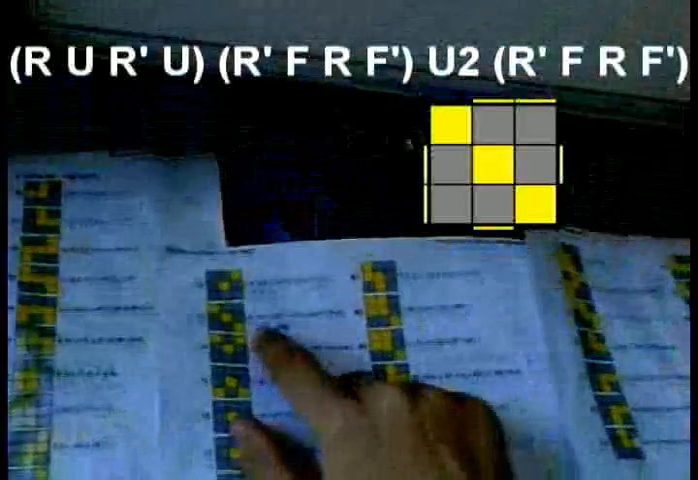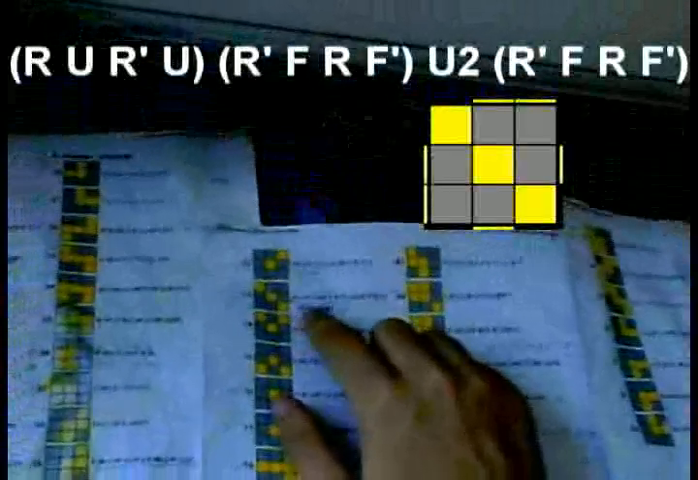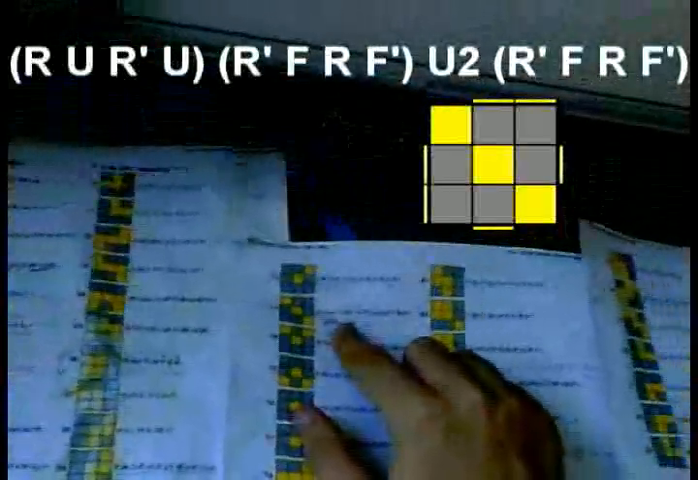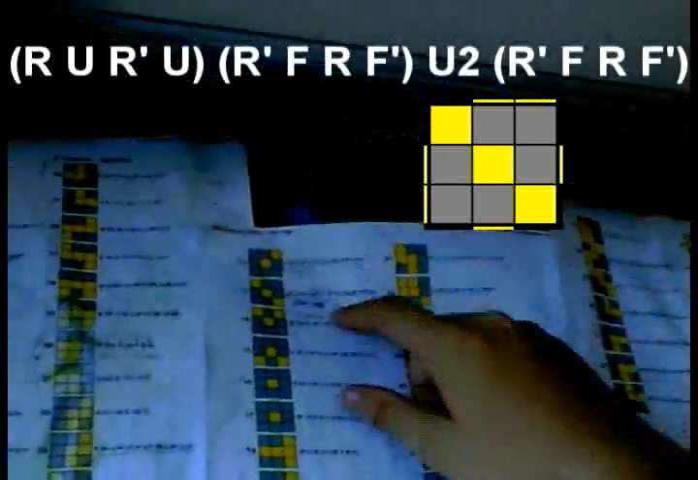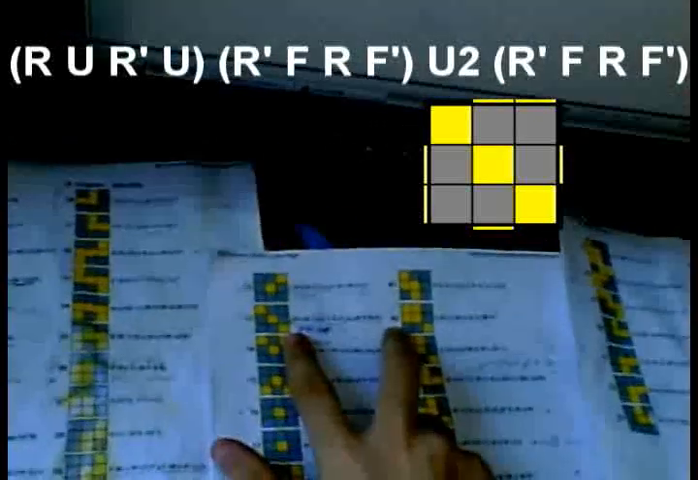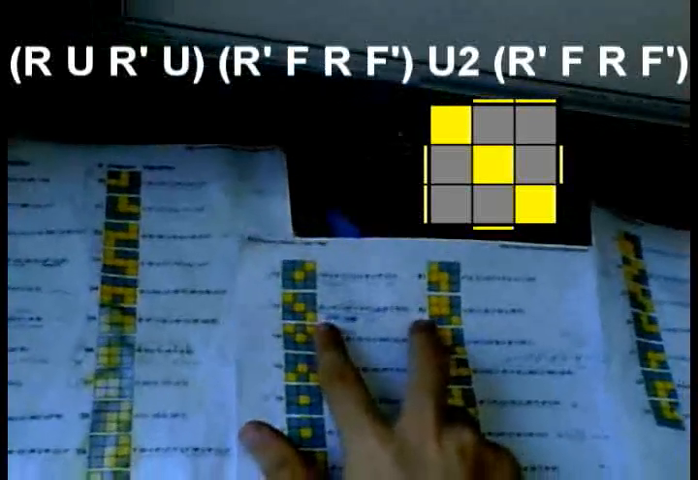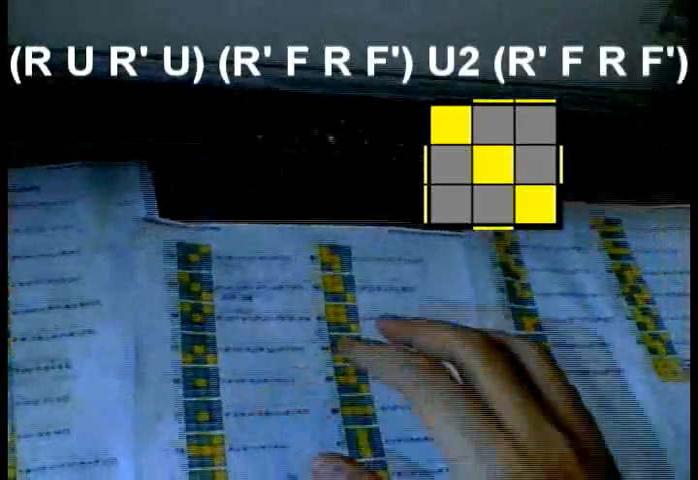The next example is this 13. This trigger, it's R, U, R', U. It's not U'. But the way I memorize it is the R U R' U' trigger, except it's not U' at the end, but it's U. So that's the way I memorize it. And then you do the R' F R F' trigger, then U2, and the R' F R F' trigger. So notice how big that algorithm is, but it's really simple once you look at it closer.